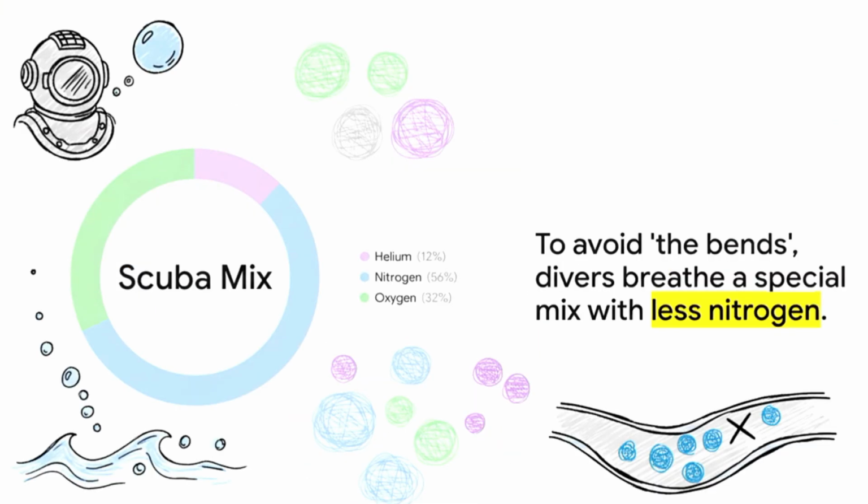So, to fight this, professional divers don't just breathe regular air. They use a special mix, often one that contains helium, because helium is way less soluble in blood than nitrogen is. This specially designed solution helps stop a dangerous amount of gas from dissolving into their blood in the first place.